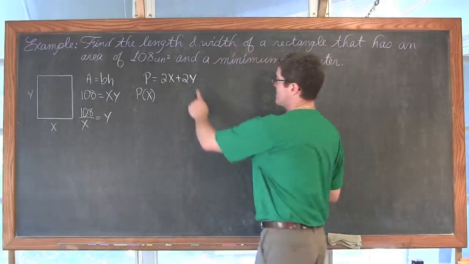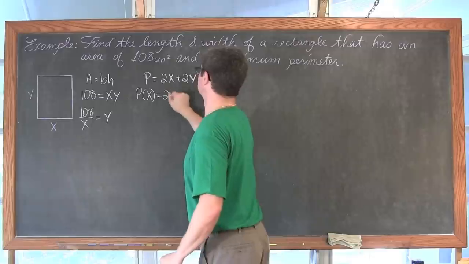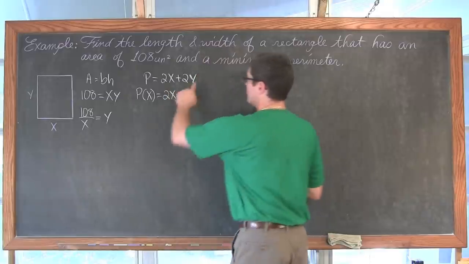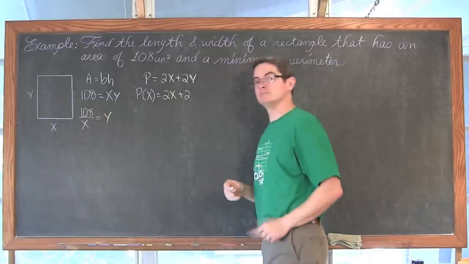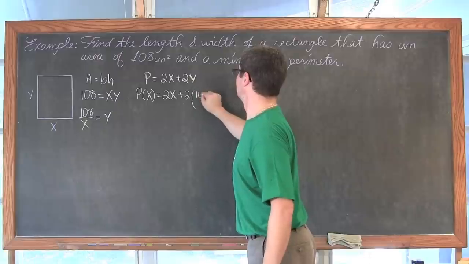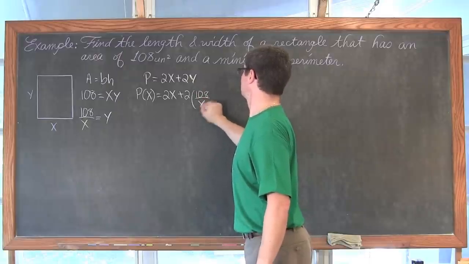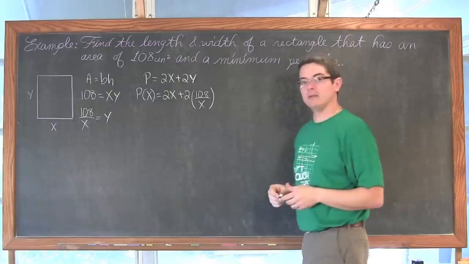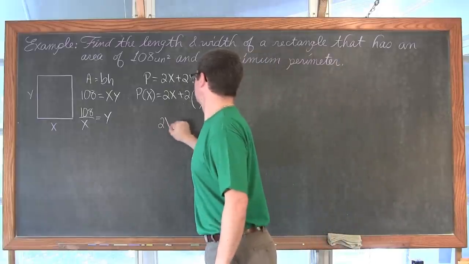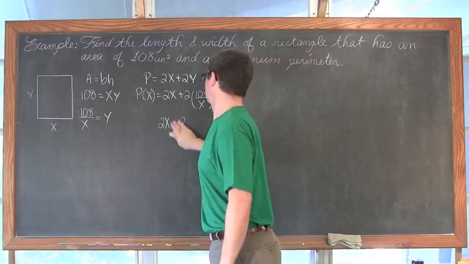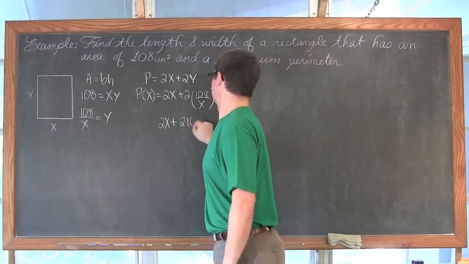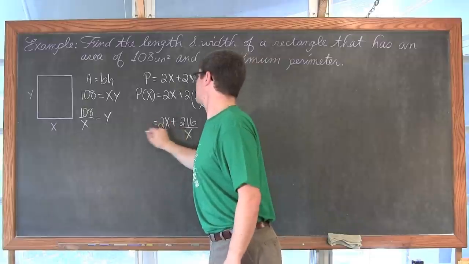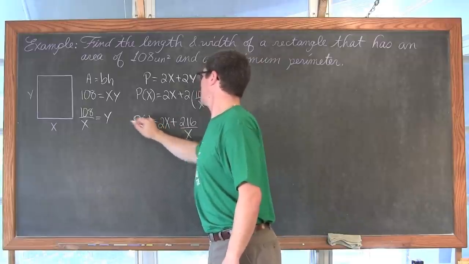I can say that now because I'm going to take the y out and replace it with 108 over x. Okay, so now we've got 2 times 108 is 216 over x, and that's p of x.